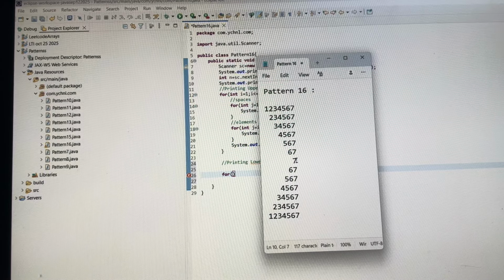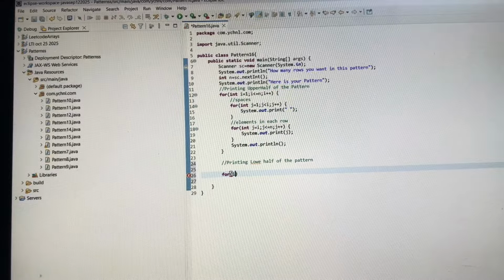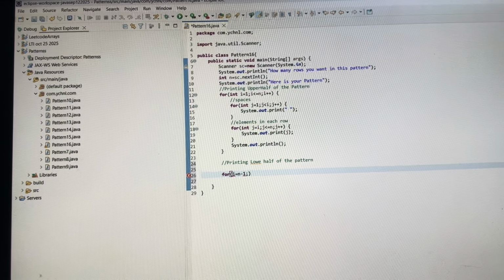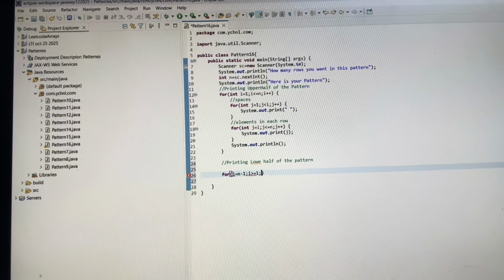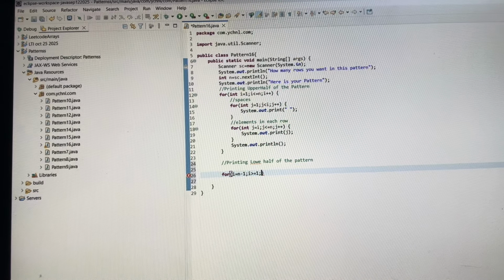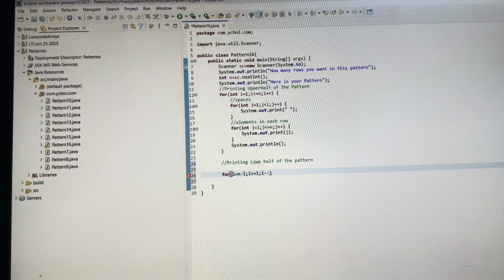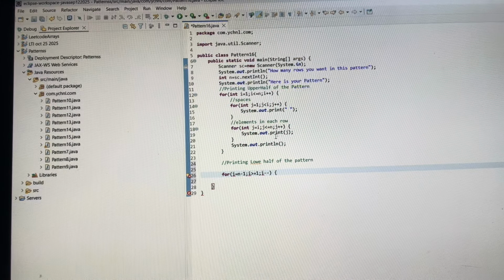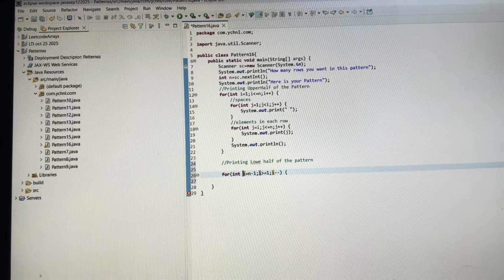So the i value should start from i equal to n minus 1. So I am taking i equal to n minus 1, i greater than or equal to 1, right? Then i minus minus. So we have to declare and type it here.